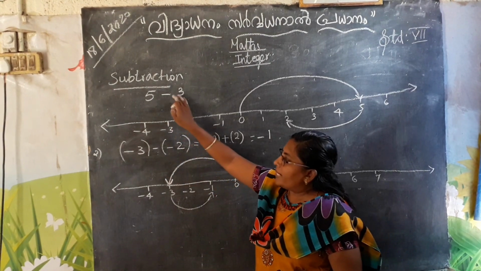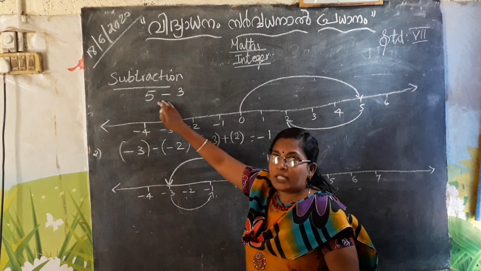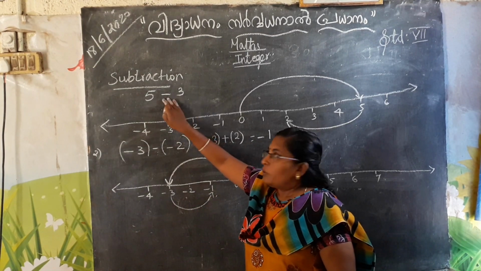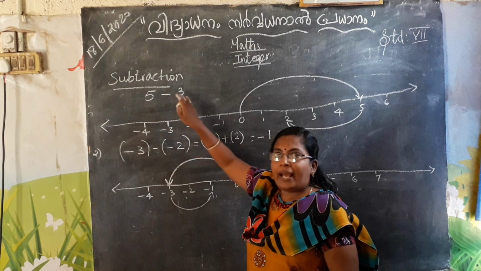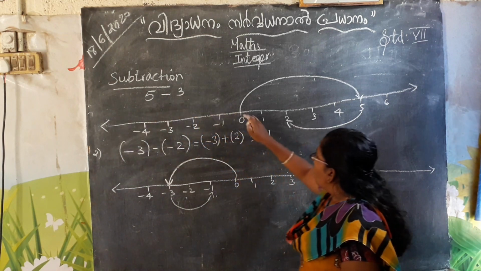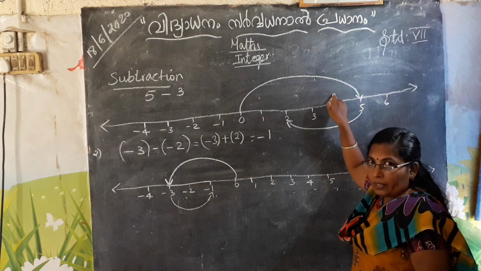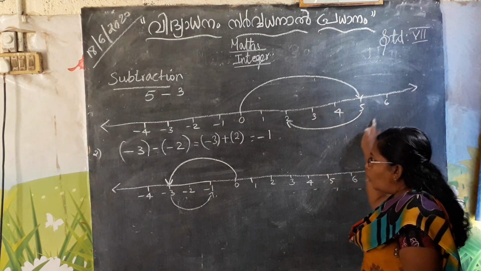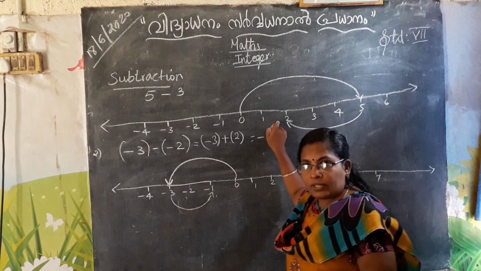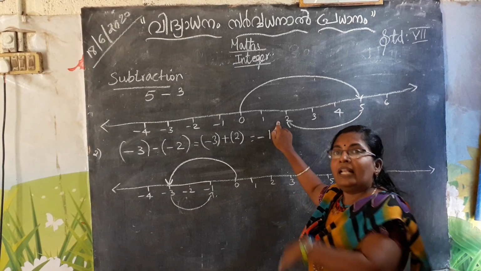See, once again in subtraction, two positive numbers. 5 is one positive number and 3 is one positive number. When we do subtraction with positive numbers, we move to the left. We will get the answer on the left side.